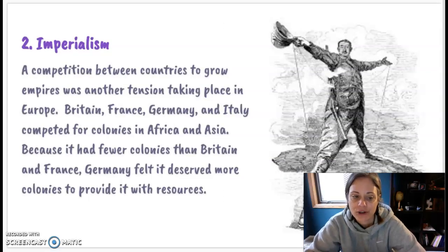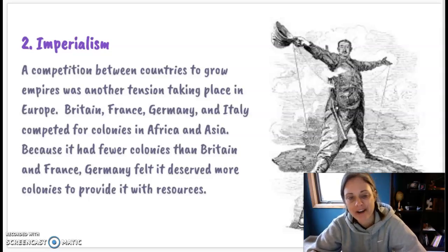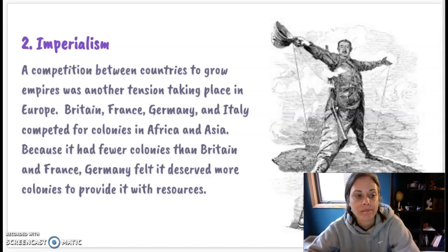Another issue that was happening during this time was called imperialism. This is when countries in Europe were vying for more power and land. It caused some countries to feel the need to push others around. For example, Germany felt that it deserved more colonies because it had less than Britain, France, and Italy. So it caused a little bit of a power struggle within Europe.